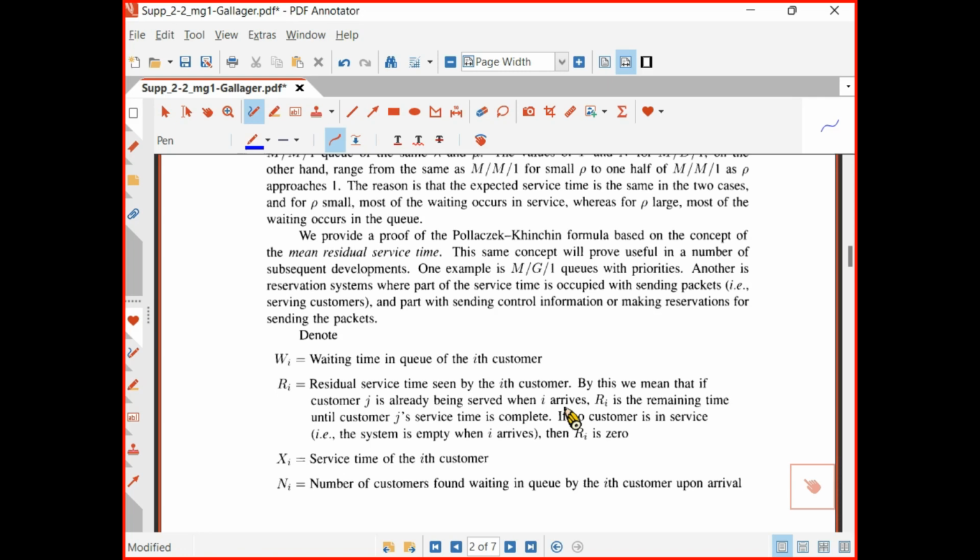How much remaining time is there for that customer in the server? Just want to check that one. So it is called the residual service time, but seen by a specific customer. Here we have a node index i, so the i-th customer, and this one is the service time, and this one is the number in queue. Alright, so if we have all of these.